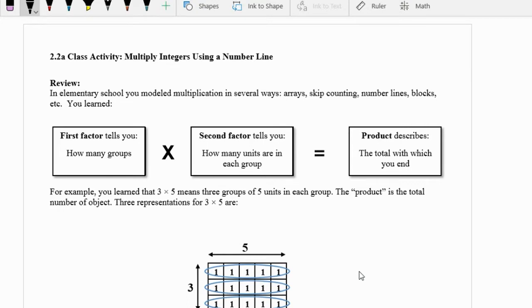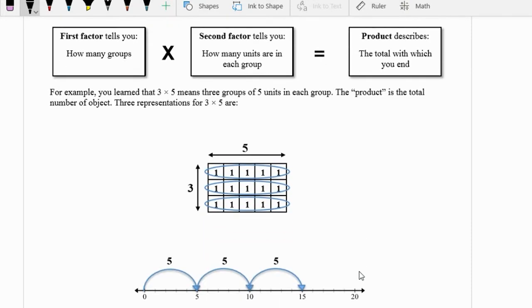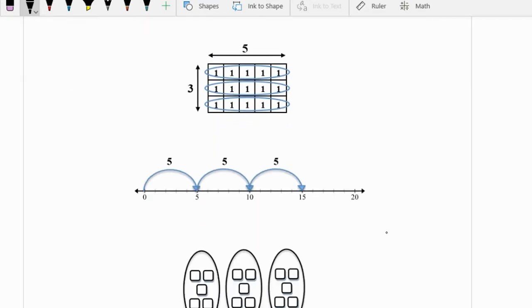So, let's review a little bit about multiplication. The first factor tells you how many groups. The second tells you how many units are in each group. And the product is the total that you end with. If you look down here at 3 times 5, we can see that we have 3 rows of 5 columns. And in there, we have 1 squares. That's a really good way to do it. That's an area model for multiplication.